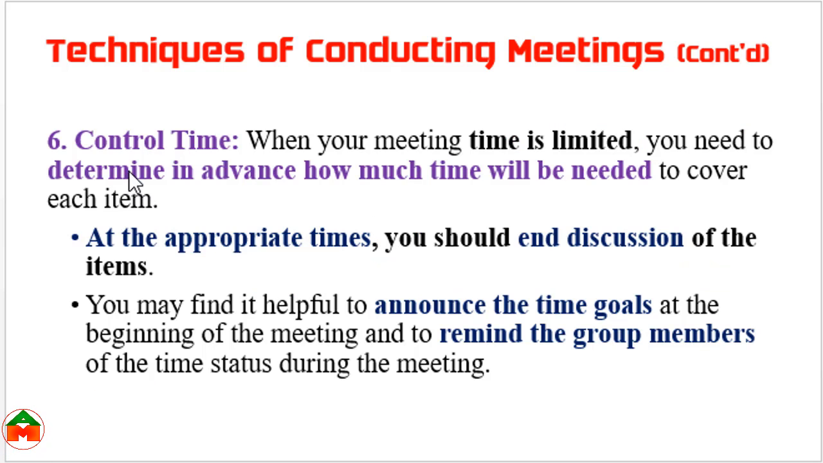The sixth technique of conducting a meeting is control the time. In that case, you have to determine the time so that you can finish the meeting at an appropriate time, and you may find it helpful to announce the time goals at the beginning of the meeting and to remind the group members of the time status during the meeting.